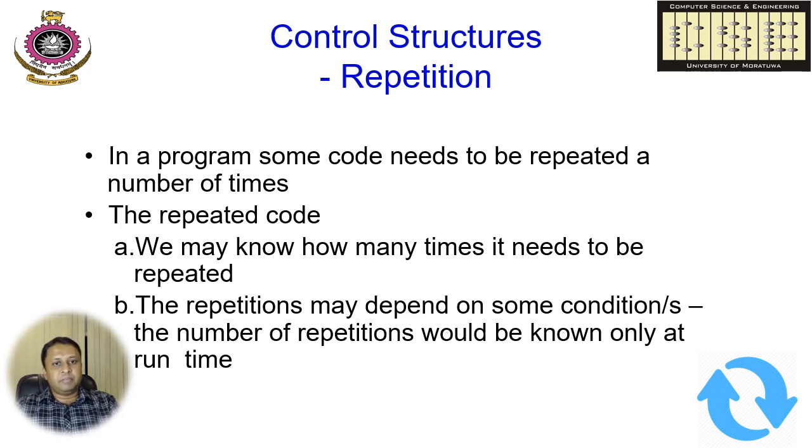At certain times, at the time of writing the program, we may know the number of times we need to repeat that code block. But on the other hand, sometimes we may not know that. The number of repetitions may depend on some conditions, and hence would only be known at runtime. So we need to deal with both those situations. In repetition control structures, those situations are handled in different ways.